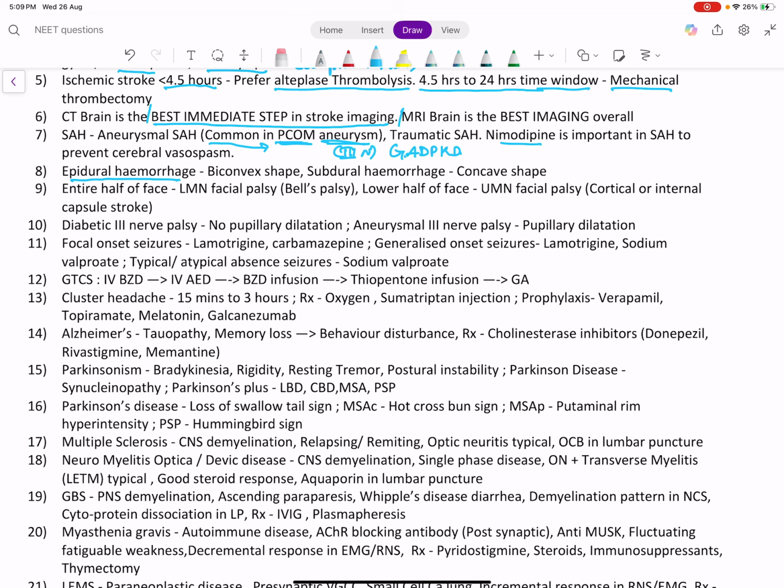Epidural hemorrhage in trauma will be biconvex in shape. Subdural hemorrhage will be concave in shape.